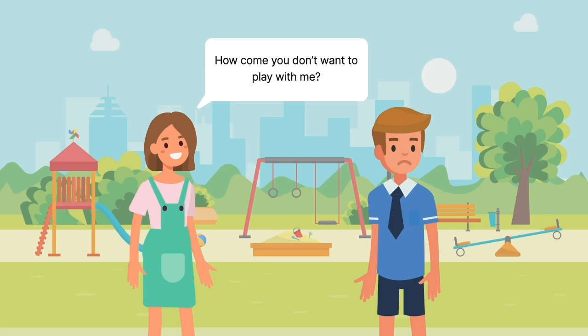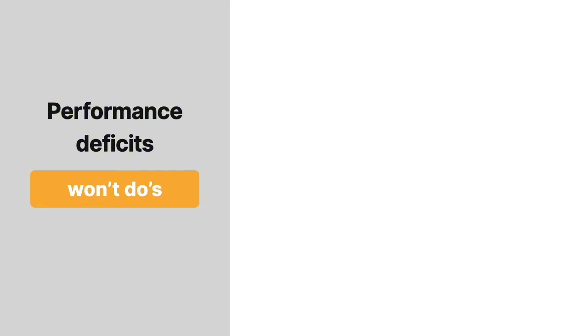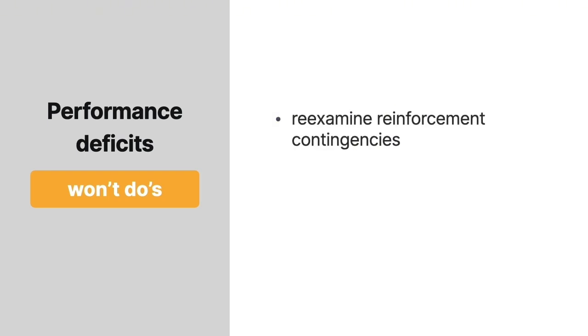Performance deficits, again, these are our won't-dos, where in this case, a student can complete the task, they just don't see the value in doing so. We need to re-examine our reinforcement contingencies. A great way to do that is incorporating student interests, current events, experiences, goals for the future, incorporating all of those into lessons to enhance instructional relevance, to make it to where there's an incentive to participate in class, and also ensure high rates of student success.